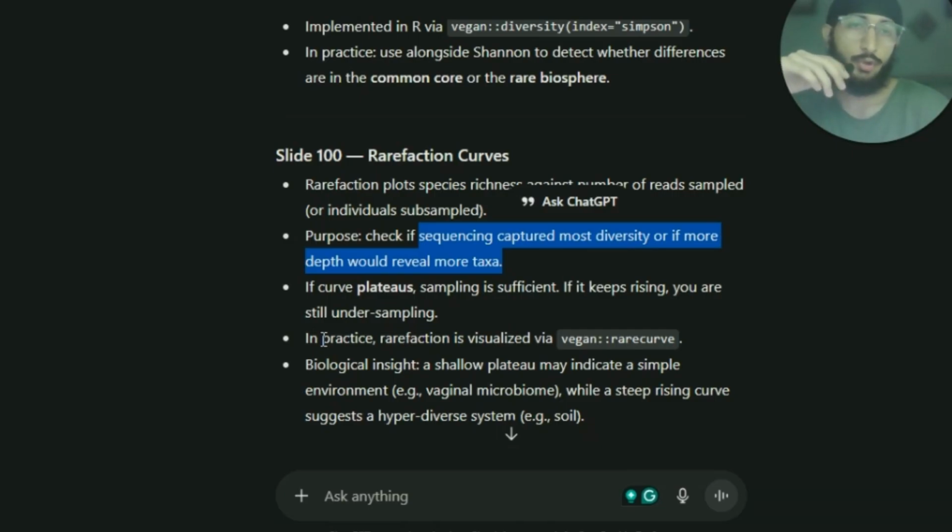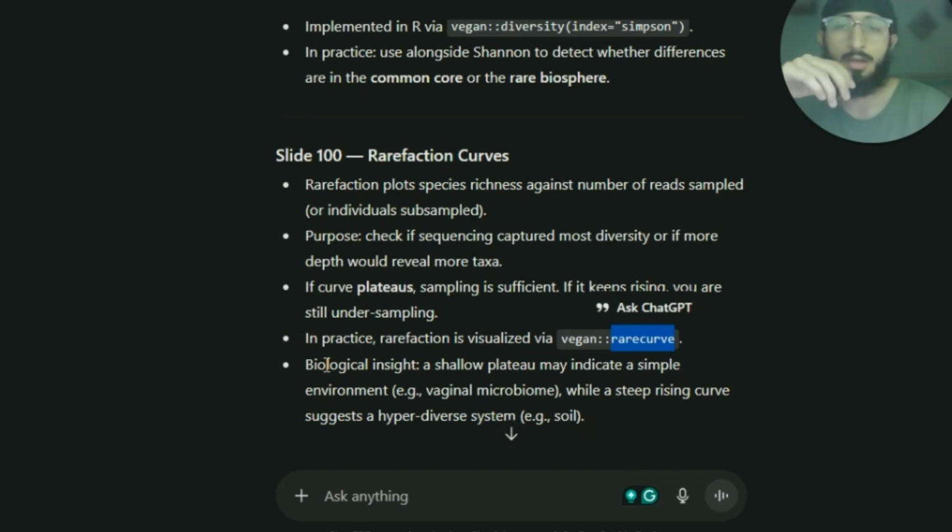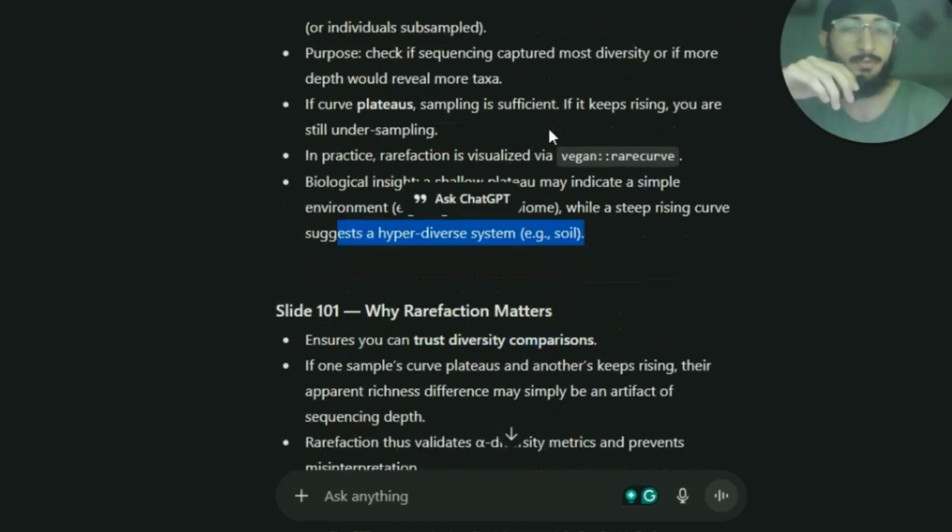In practice, rarefaction is visualized via vegan::rarecurve. The biological insight is that a shallow plateau may indicate a simple environment, for example, the vaginal microbiome, while a steeply rising curve suggests a hyperdiverse system, for example, soil.